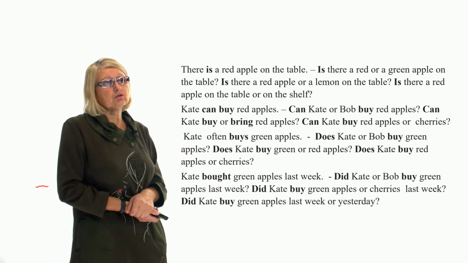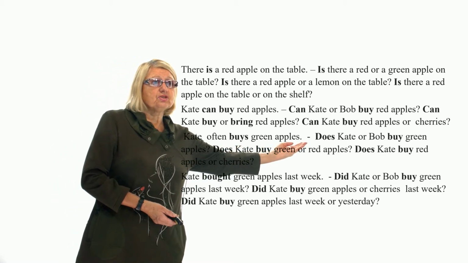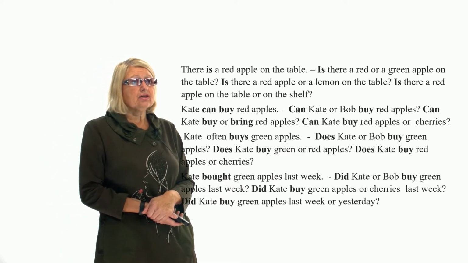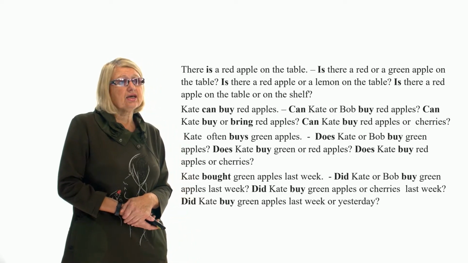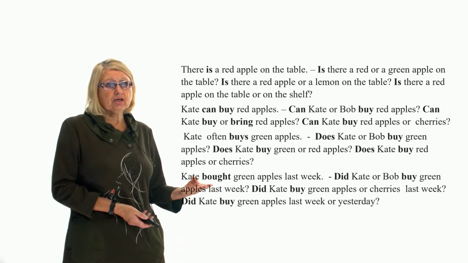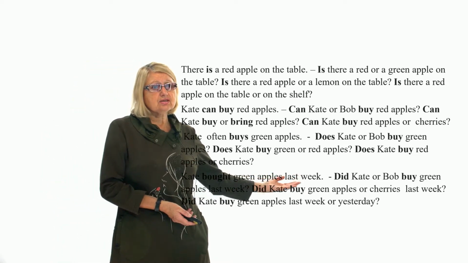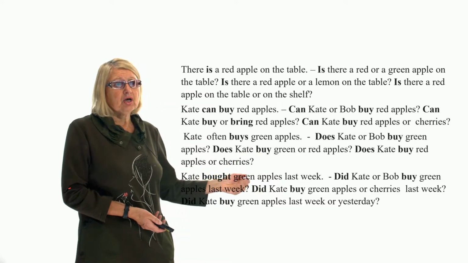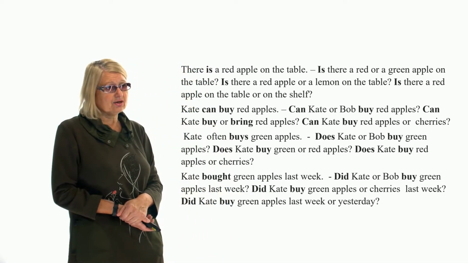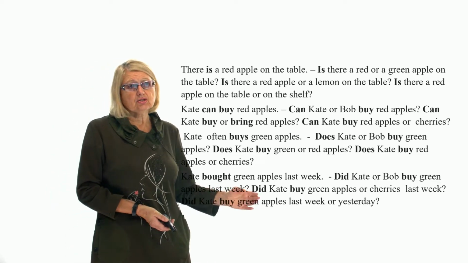Then we speak about present simple. In present simple, we use the auxiliary verb does. Does Kate or Bob buy green apples? Does Kate buy green or red apples? Does Kate buy red apples or cherries? And here past simple, and you see the sentences are just the same, but it is past simple, and we use did as an auxiliary verb. Did Kate or Bob buy green apples last week? And so on.